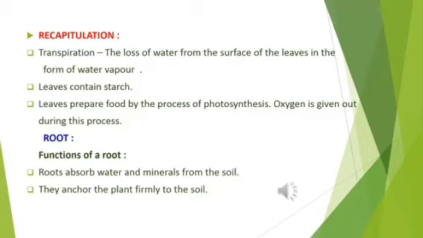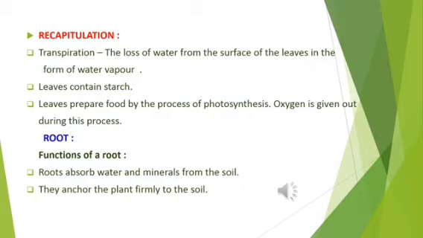Let us quickly recapitulate what we studied in our previous class. We learnt about transpiration. What is transpiration? The loss of water from the surface of the leaves in the form of water vapor. So an activity was conducted to prove that leaves undergo the process of transpiration.